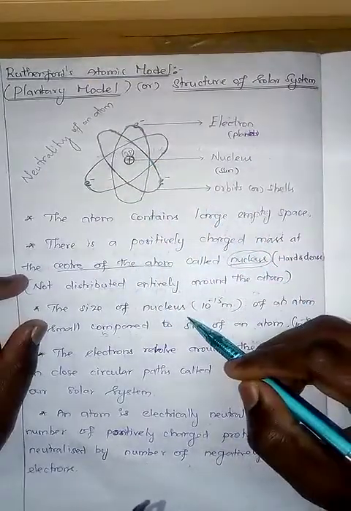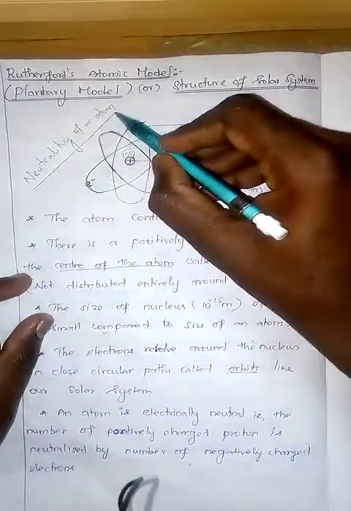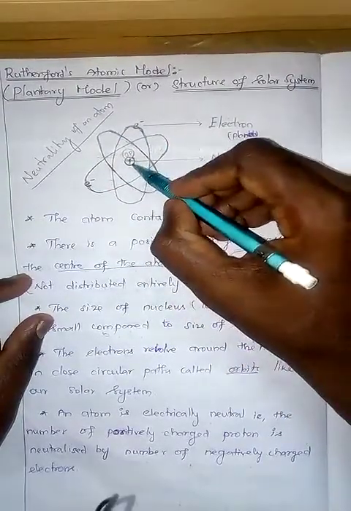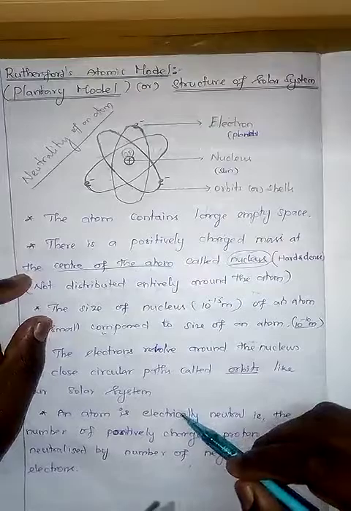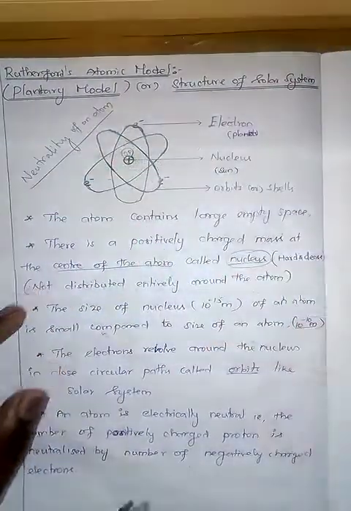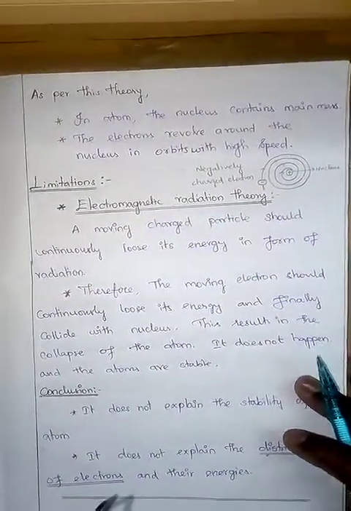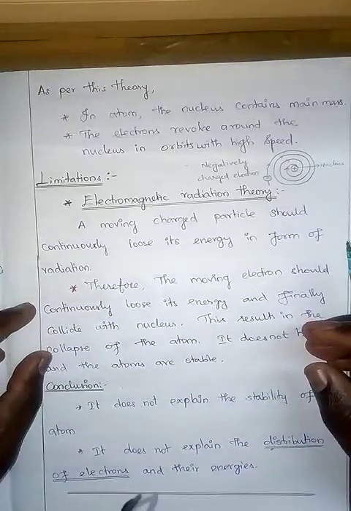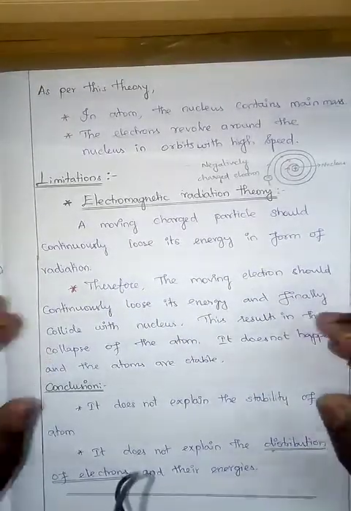Why? The neutrality of an atom is explained by Rutherford, because if an atom consists of 3 electrons, it consists of 3 protons in the nucleus. So he explained the neutrality of an atom very well. So most of the mass of an atom is located at the nucleus, and the electrons revolve around the nucleus in orbits with a high speed, is what we have learned.